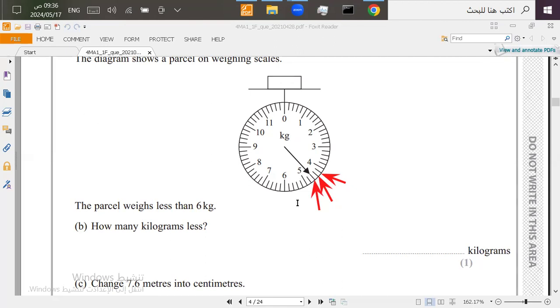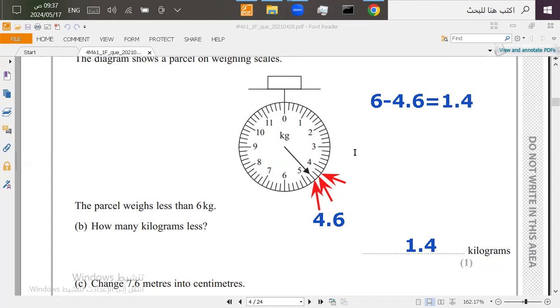And when we add 0.6 to 4, it's going to be 4.6, like this. So this one is 4.6 kilograms. The last one here, the arrow, is 4.6 kilograms. Now the question wants how many kilograms less. It means what's the difference between 6 and 4.6. We can subtract them to find out the difference. So 6 minus 4.6 equals, you can do this with the calculator, and the answer will be 1.4. So the answer is 1.4 kilograms.